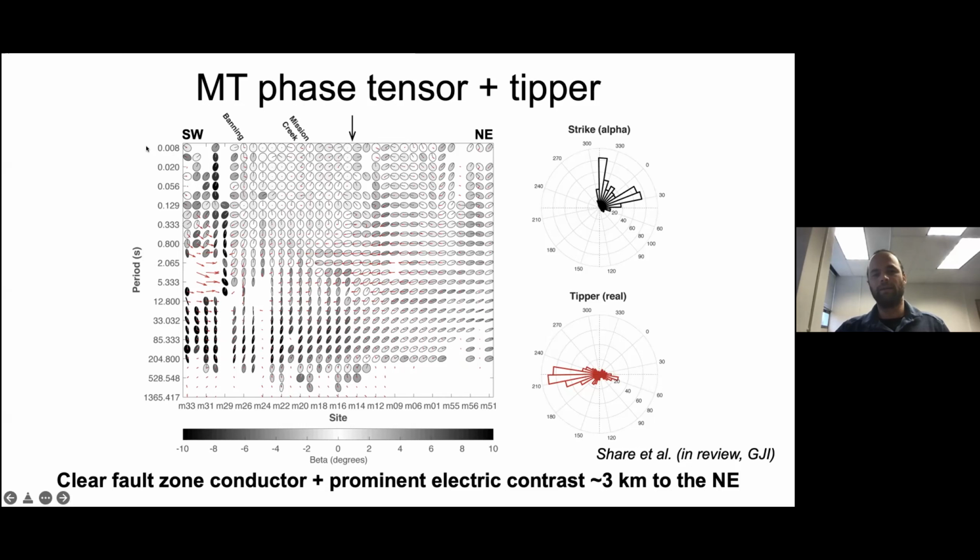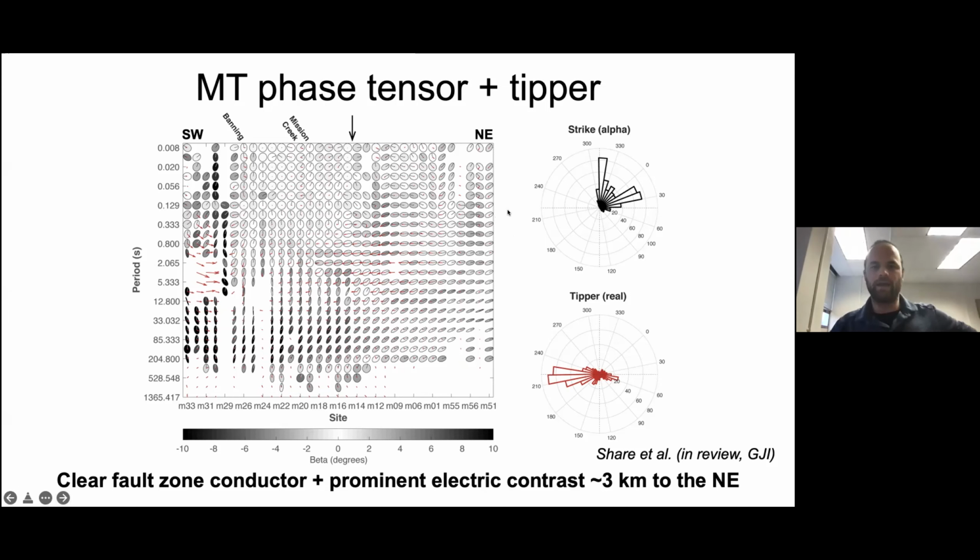And just to mention, sorry, so low period at the top, longer periods at the bottom. So you're increasing in depth as you go down and also increasing in the scale that you're able to resolve. And you could also note that these ellipses are kind of horizontally oriented on this side. And as soon as you cross this arrow, there's a clear rotation and you have more and more vertical orientations of these phase tensor ellipses. That immediately tells you that you have now crossed some large electrical conductivity contrast, more or less at the location of this arrow. So that's the initial sense we got out of the data.